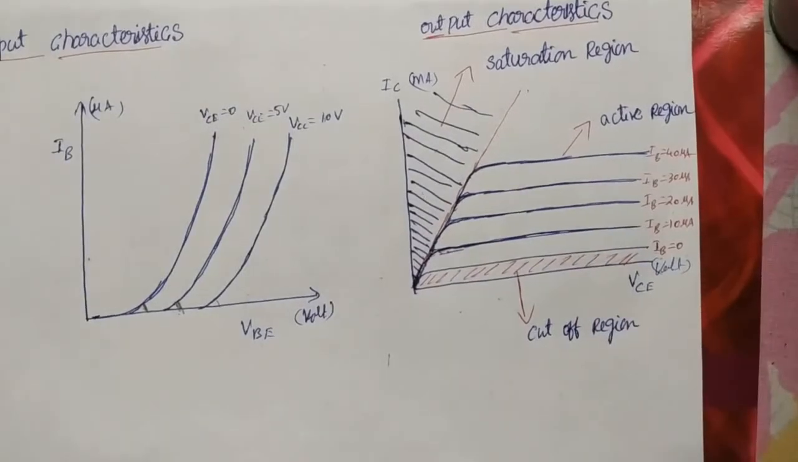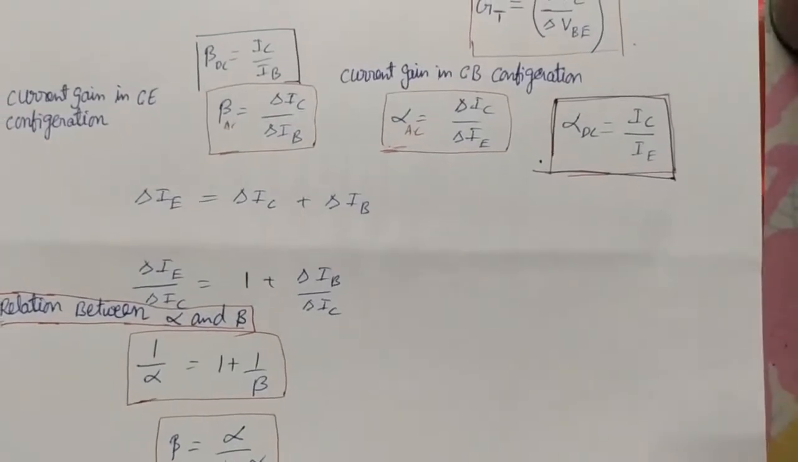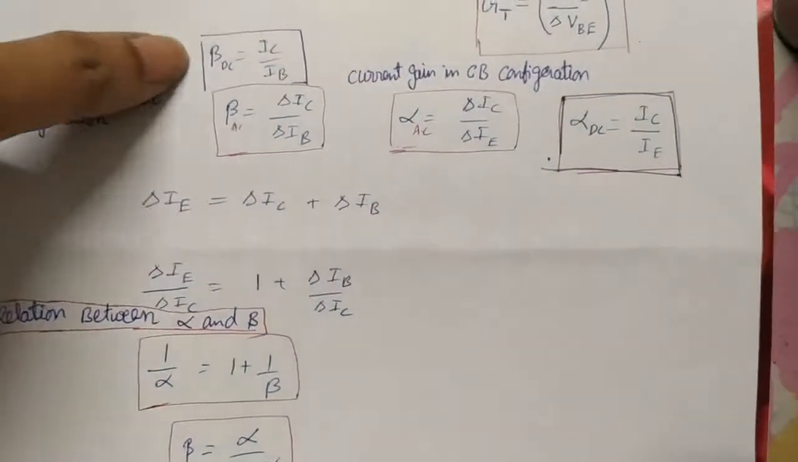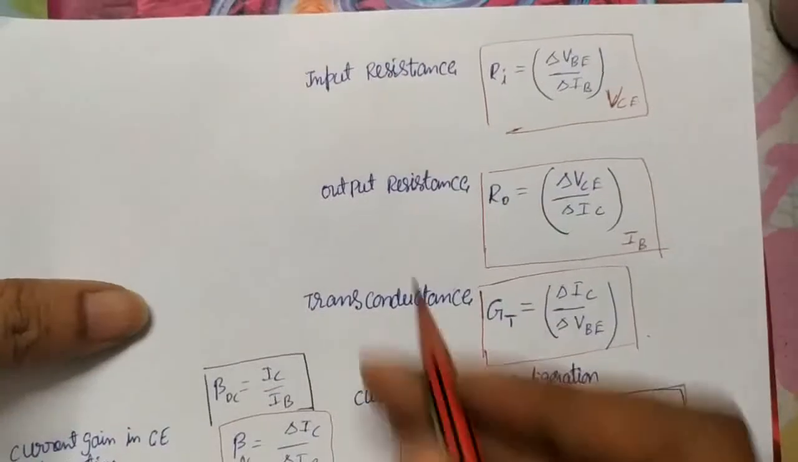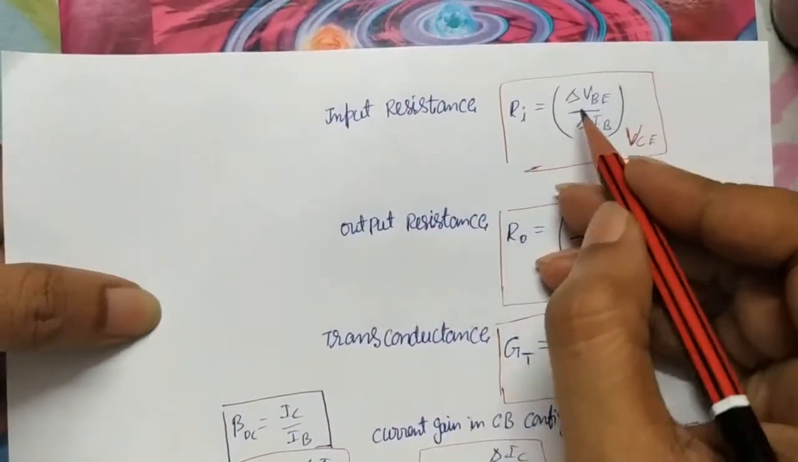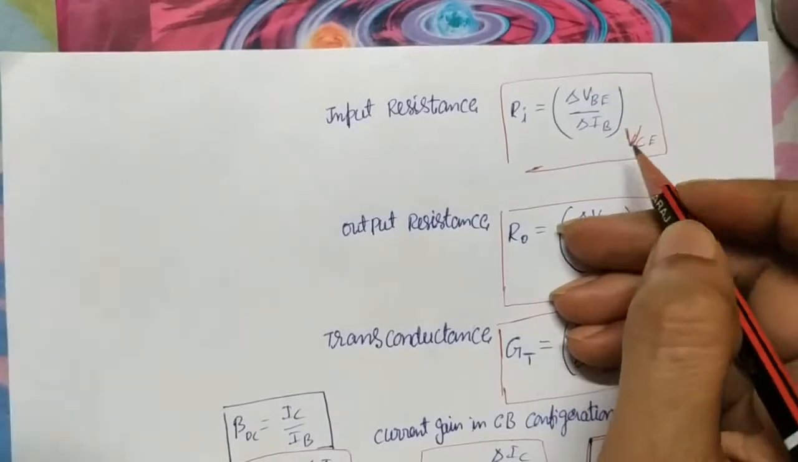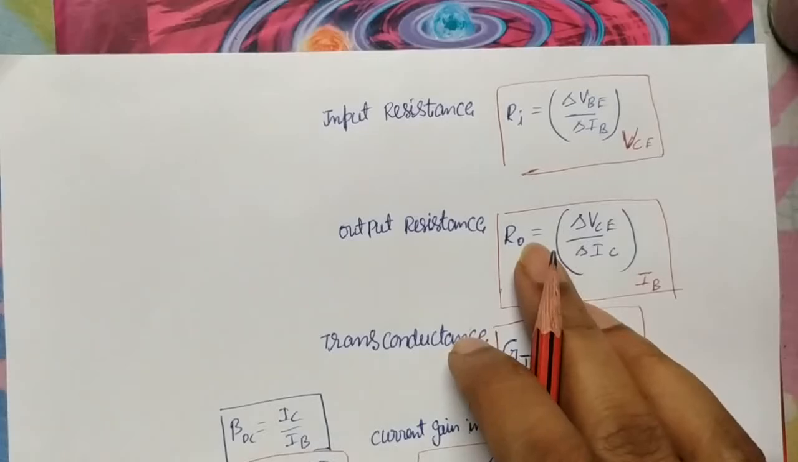Now we'll see some important characteristics of a transistor in common emitter configuration. First one is input resistance. What does input resistance mean? It is changing the input potential by changing the input current. Nothing but, you see, here how we are getting the input characteristics.